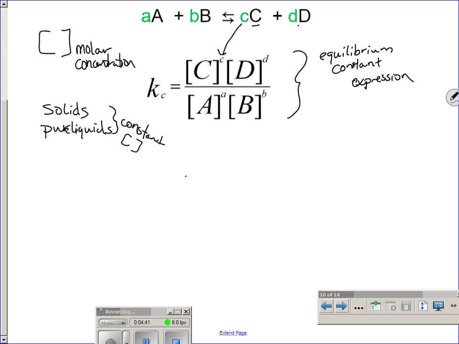We just leave them out. So within a chemical equation, if we have pure liquids, not aqueous because that's a mixture, pure liquids and solids, we do not include them in our equilibrium constant expression.